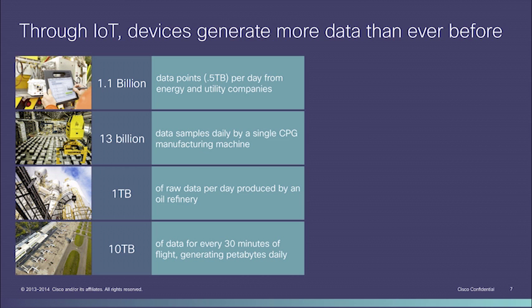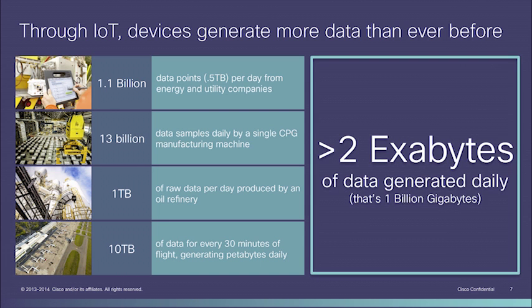One single oil refinery produces 1 terabyte of data each day, and a single aircraft can produce 10 times that amount in only 30 minutes of flight. Multiply that by each flight taken, and planes generate petabytes of data daily. From the beginning of human history up until recently, the human race created 2 exabytes of data total. Now we generate that amount every single day.